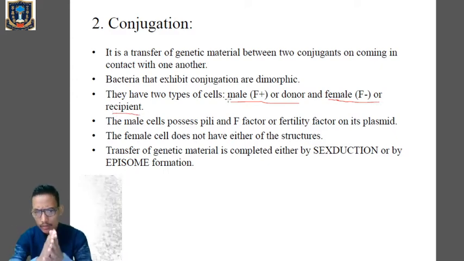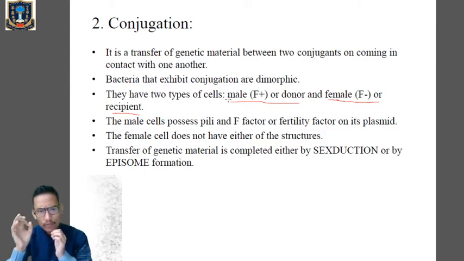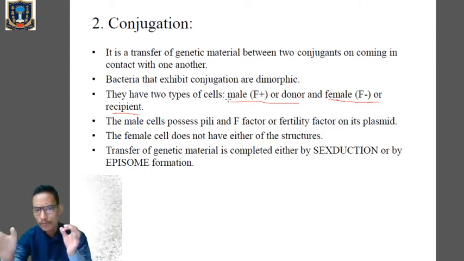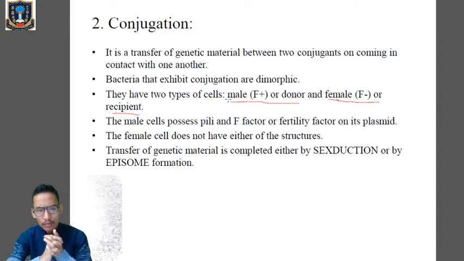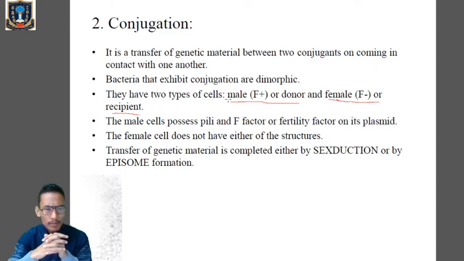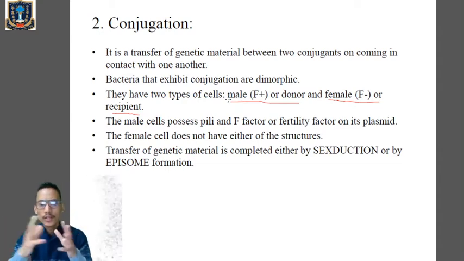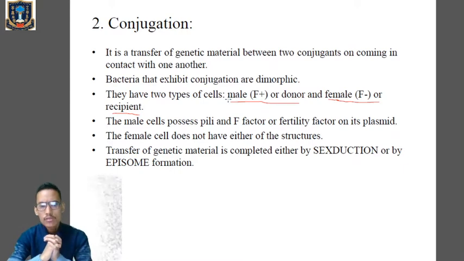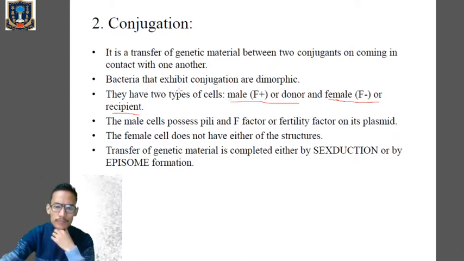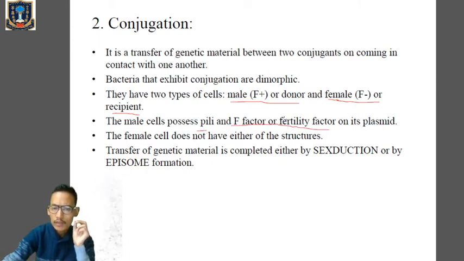Those bacteria that exhibit conjugation are dimorphic. Di means two, morphic means form. There are two forms, male form and female form. The male is also called F plus or donor, and the female is known as F minus or recipient. Afterwards we will talk about why they are known as F plus and why they are known as F minus. Clear? So the male cells possess pili, and they have the F factor or fertility factor. Due to the presence of the fertility factor, they are also known as F plus.